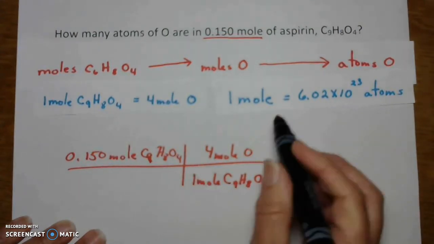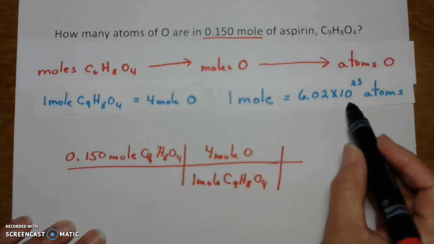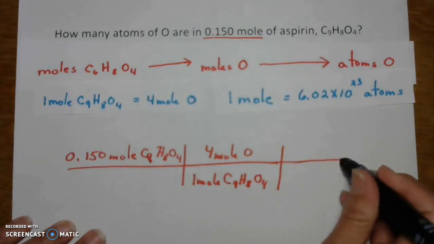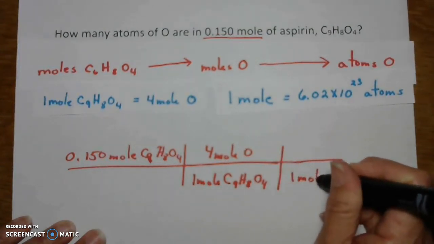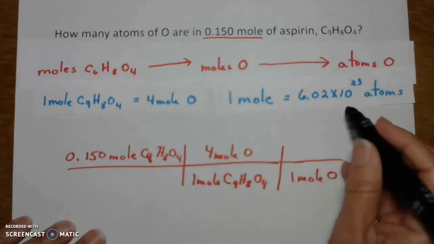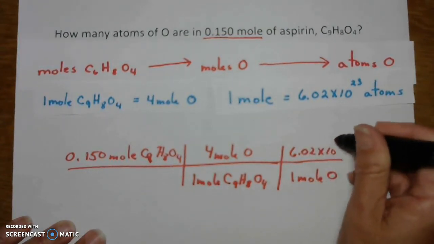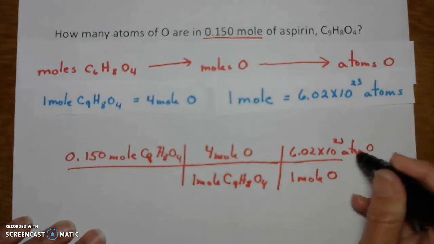Okay, then we have another conversion. We need to get rid of our moles of oxygen and give ourselves atoms of oxygen. So this time we're going to put our moles in the bottom, and then we'll put our atoms in the top. 6.02 times 10 to the 23rd atoms, and this time it's of oxygen.